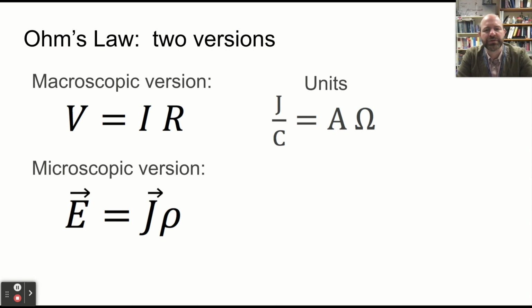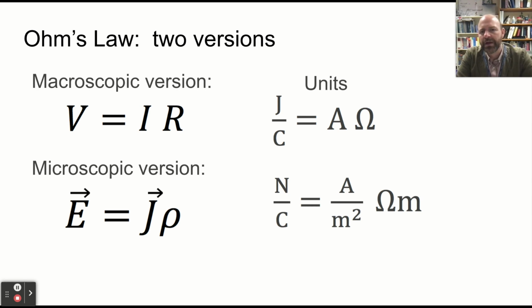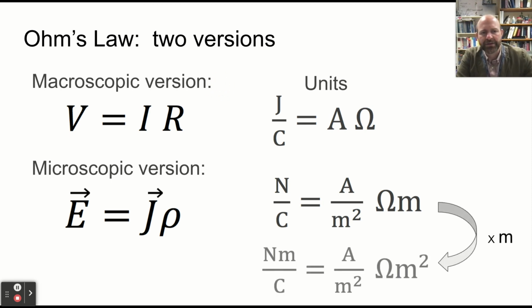In the microscopic version, we actually don't talk about voltage. We talk about the electric field, because the electric field is the thing that causes the charges to move. And instead of current, we think in terms of current density, where we have newtons per coulomb for the electric field and amps per meter squared for current density. The rho isn't density here, it's resistivity, in ohm meters. So that's our resistivity unit. We can also write it as newton meters per coulomb, which would be joules, equal to amps per meter squared times ohms times meter squared. And you get the same basic relationship for Ohm's law.